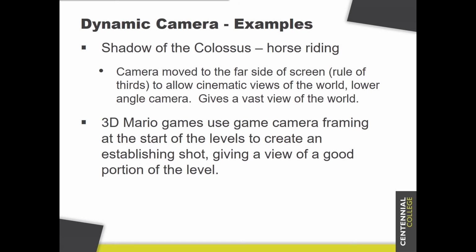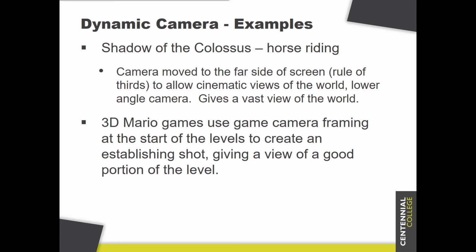Let's take a look at a couple more examples of a dynamic camera. When we talk about Shadow of the Colossus, the horseback riding, the camera itself moves down. So normally we've got ourselves a typical third-person camera when we're playing the game. And once we get on our horse, the entire thing shifts, right? Where the entire camera shifts over so that we are following the rule of thirds. And it gives us a bigger view of the world. We're kind of down below the horse, and we get this larger view of the world. It really makes the world feel larger.